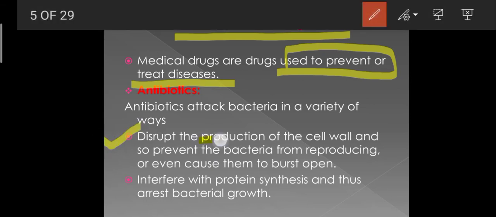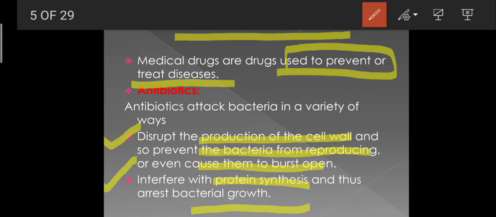Antibiotics disrupt the production of the cell wall. As we know, the cell wall of the bacteria is made up of peptidoglycan and antibiotics disrupt the production of the peptidoglycan and in this way they prevent the production of the cell wall and then they prevent the bacteria from reproducing or even cause them to burst open. Antibiotics also interfere with protein synthesis and then they prevent bacterial growth. So these are the variety of ways in which antibiotics attack the bacteria.